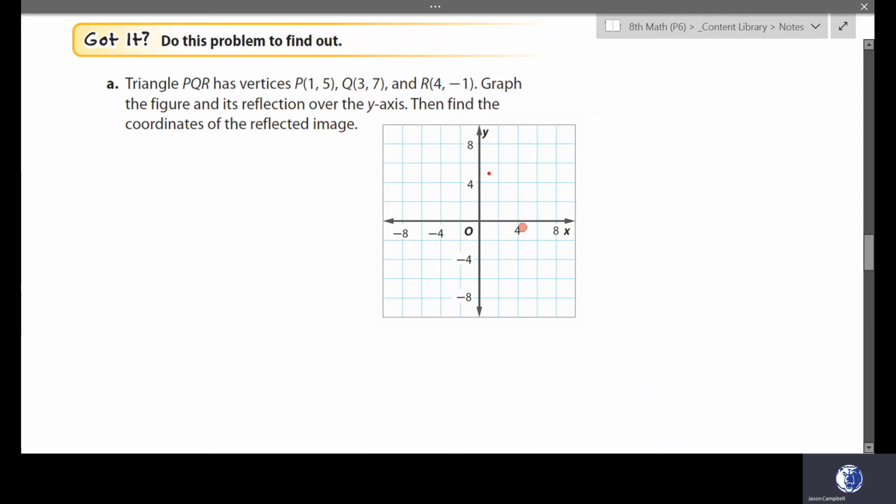All right, if this is 2 and then 4, then that's 1. Okay, so (1, 5). Q is at (3, 7). Okay, that goes there. And R is at (4, -1). So right about there. Graph the figure and its reflection over the y-axis.